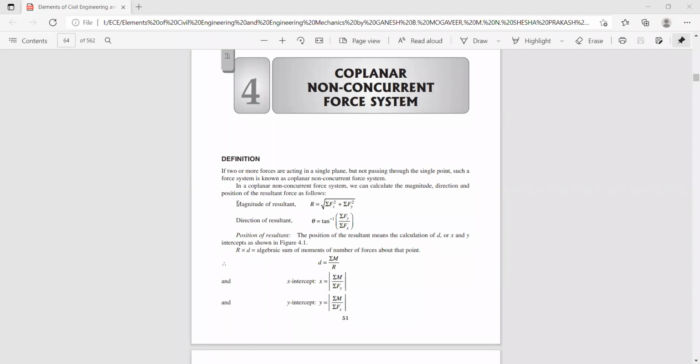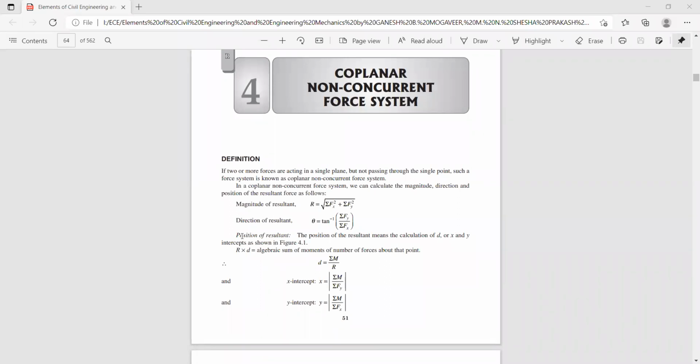Now we know how to calculate the magnitude of the resultant: R is equal to the square root of (sigma F of x) square plus (sigma F of y) square. Thereby you will get the magnitude of the resultant. And for the direction of the resultant, we know the equation theta is equal to tan inverse of sigma F of y by sigma F of x. Thereby you will get the magnitude and direction of the resultant. Along with this, we need the position of the resultant. The position of the resultant means the calculation of the perpendicular distance of the line of action of the resultant with respect to the origin of the coordinate axis, and also the x and y intercepts.